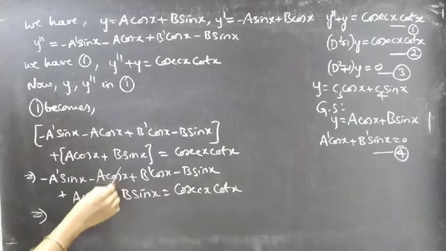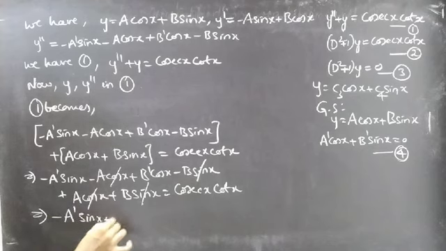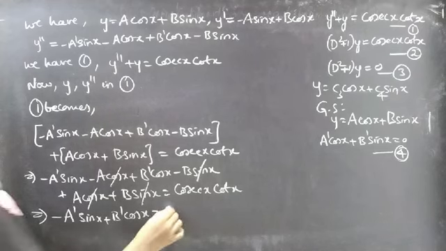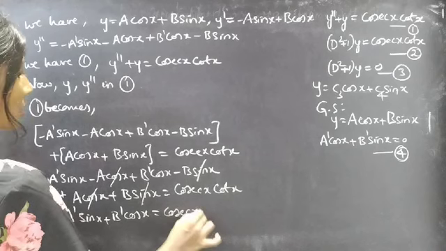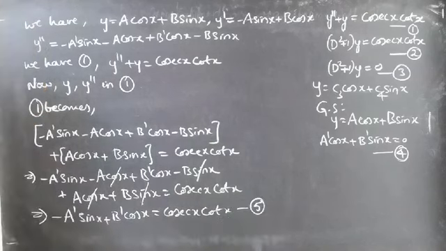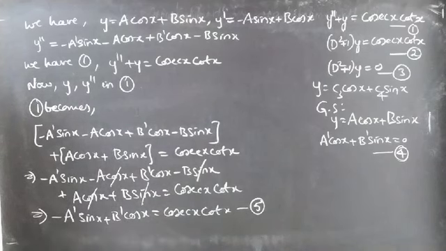So here minus a cos x plus a cos x gets cancelled, minus b sin x plus b sin x gets cancelled, and the equation reduces to minus a' sin x plus b' cos x equal to cosecant x cot x. Consider it as equation number 5. Now we'll solve equations 4 and 5 to find a' and b'.